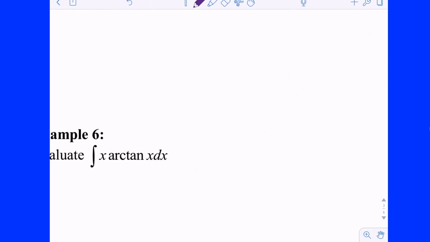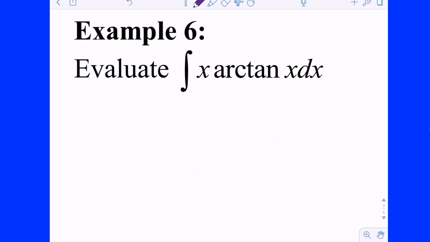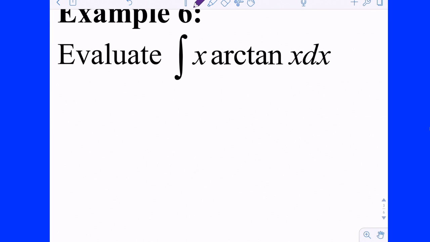All right, y'all do this one. Y'all do example 6. I wouldn't necessarily memorize the one for arctangent. All right, y'all do it. Don't look up here. I'm going to do it too. Unless you get stuck.